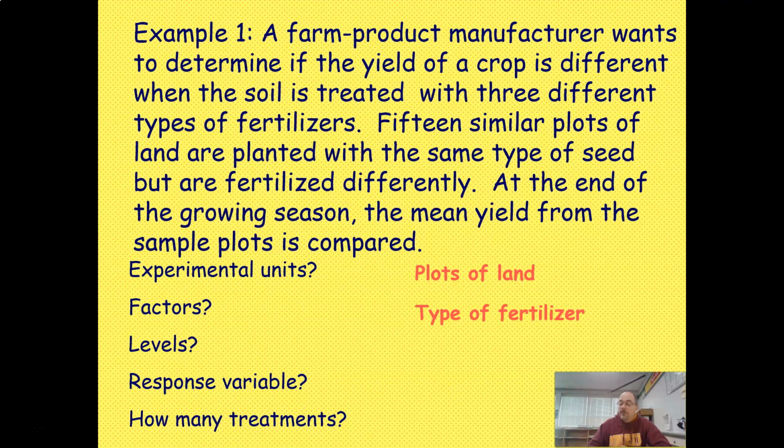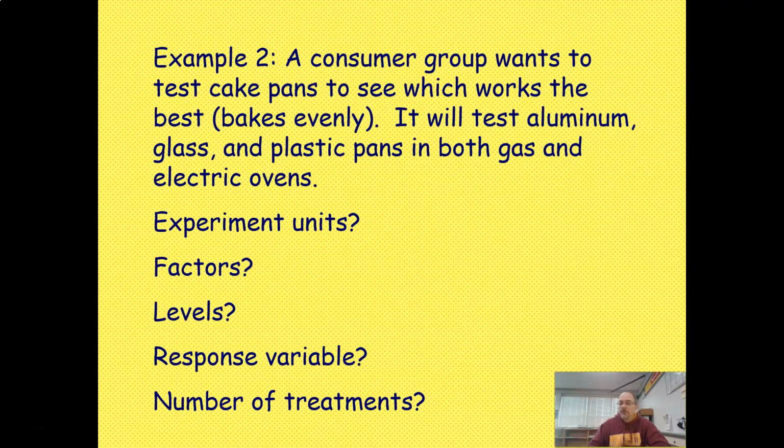What are the factors? Type of fertilizer. Remember, factors are the explanatory variable. Levels. Well, there's 3 types. We're going to call them A, B, and C. What's the response? What are we measuring? The yield of the crop. How much did it produce? Now, how many treatments are there? 3, because there's 3 types of fertilizer. 3 treatments going on.